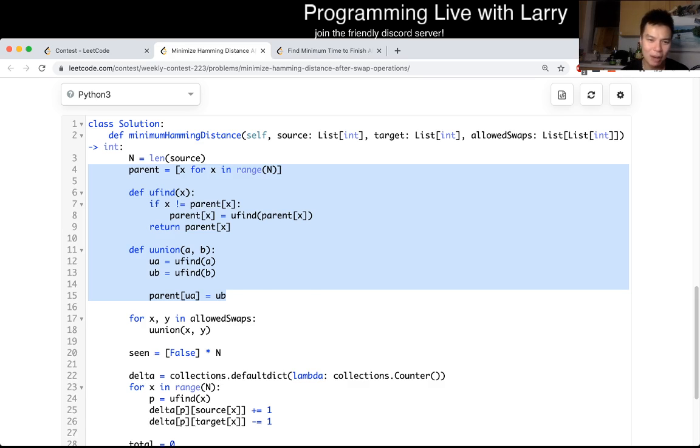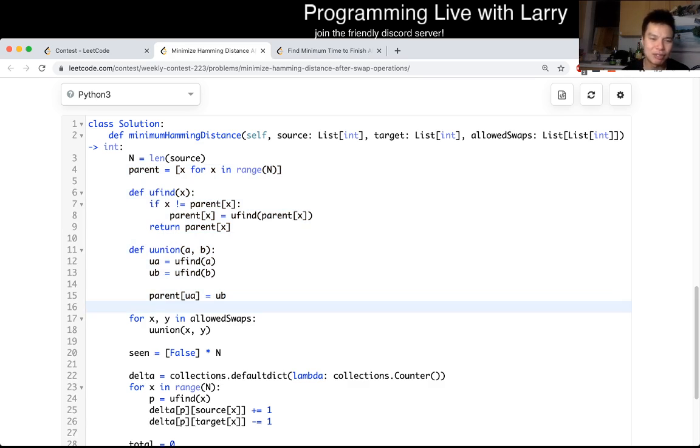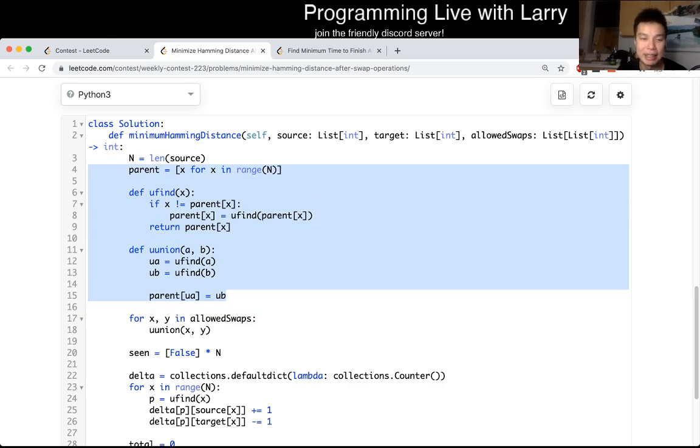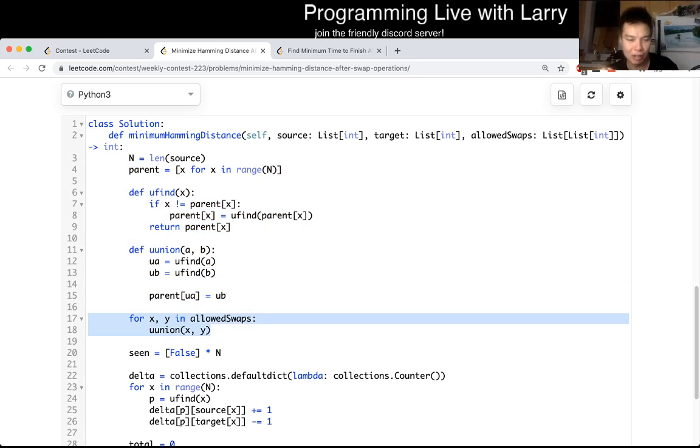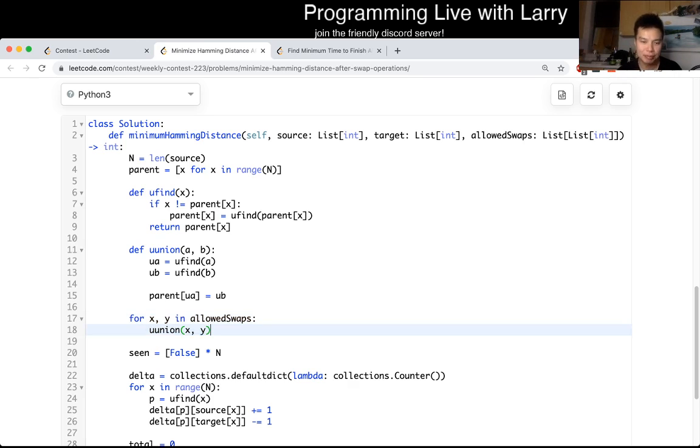But yeah, and this is union find. I'm not going to go over union find really deeply in this problem because that's the prerequisite for this problem. So if you struggle with why union find lets you get connected components, definitely practice on the easier problems first. And after that, as we said, if you can swap from A to B, or X to Y in this case by my variable names, then you put them in the same group. So that's how I have this union.